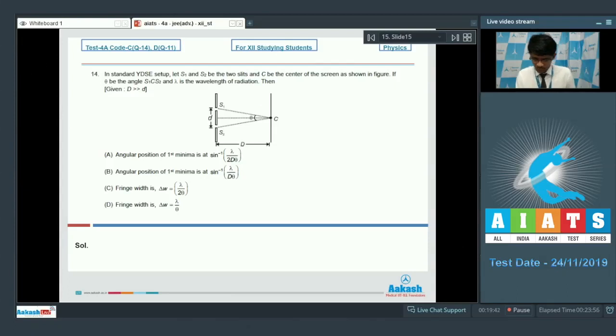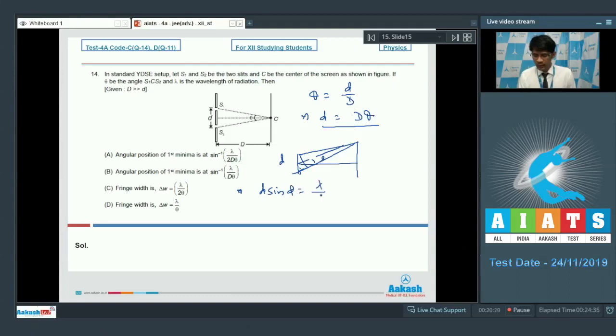What we know here is that this distance d can be taken as, this angle theta is very small, so I should write theta is equal to d divided by capital D, or I would say d would be equal to capital D into theta, theta being very small. Now, angular position of first minima in a standard Young's double slit experiment: if this is d, then this will be the path difference, and angular position here is phi. So I would be writing d sine of phi must be equal to lambda by 2 for first minima. For d, we calculated it as capital D into theta. So what we are getting here is phi equal to sine inverse of lambda divided by 2 capital D into theta. This is the angular position of first minima.